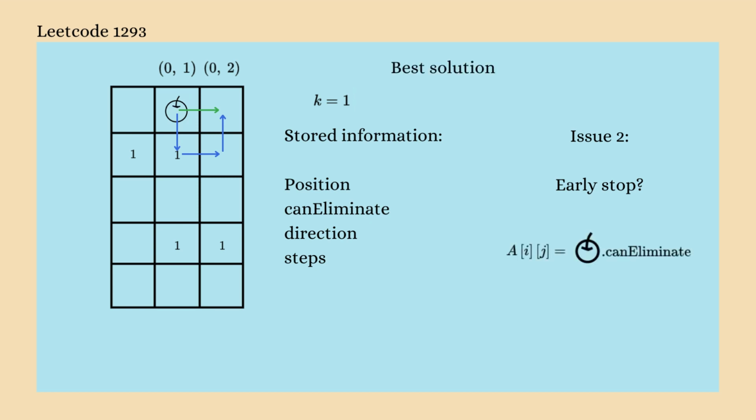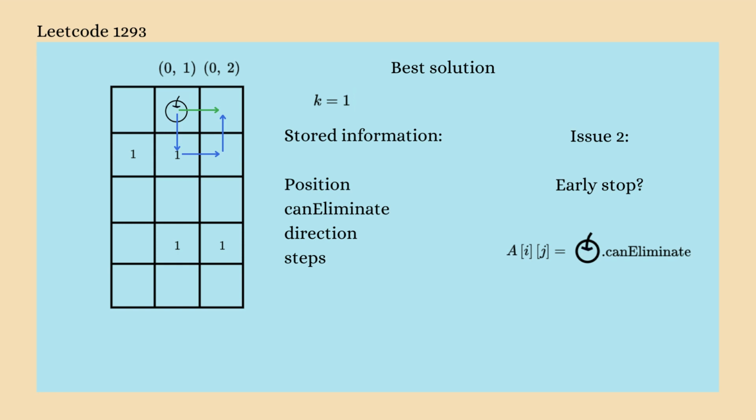The solution to this issue is that we can construct another two-dimensional array called capital A, where Aij stores the can-eliminate variable of the corresponding apple whenever this apple arrives at the position ij. Let me use this green path and blue path to illustrate how this Aij works.